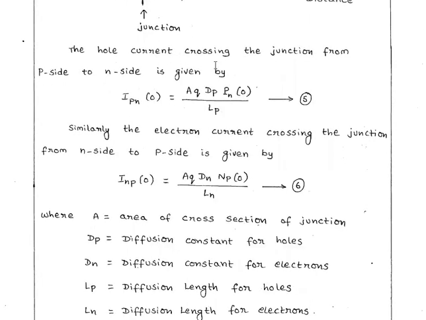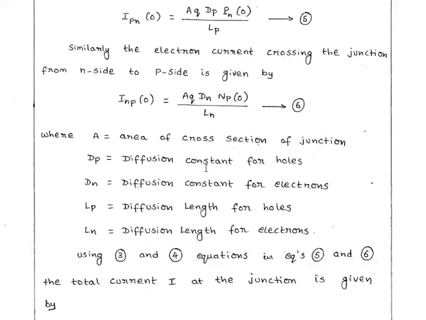Now, the hole current, that is the hole current crossing the junction from p side to n side, is Ipn(0) equals AQDp by Lp into Pn(0). Similarly, the electron current crossing the junction from n side to p side is given by Inp(0) equals AQDn by Ln into Np(0).